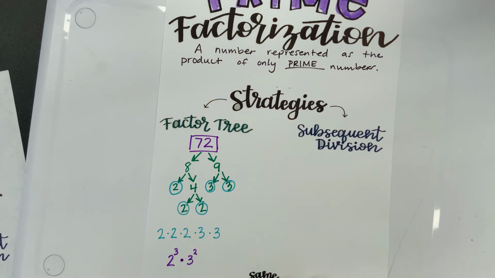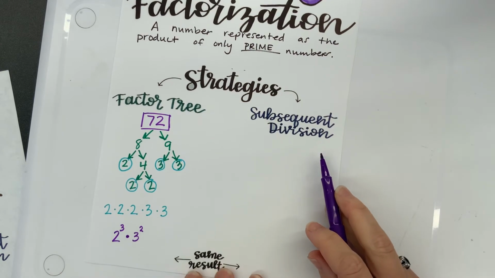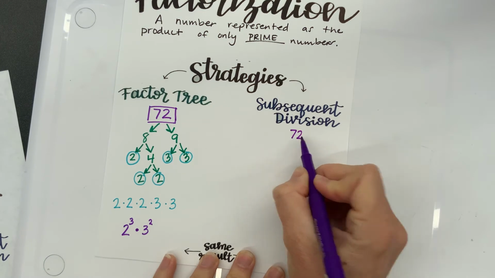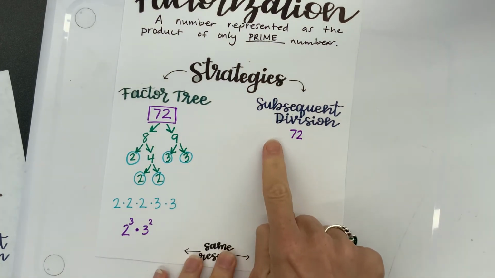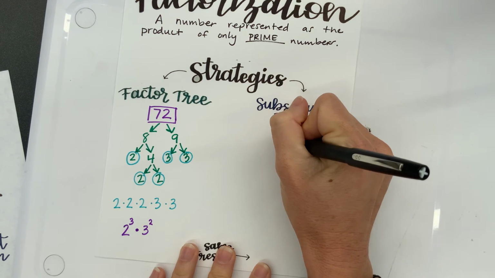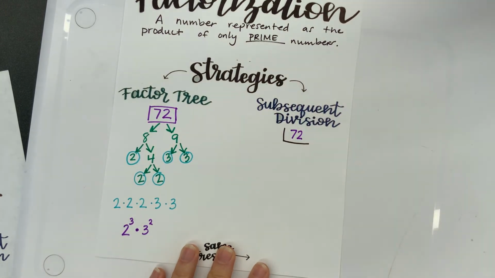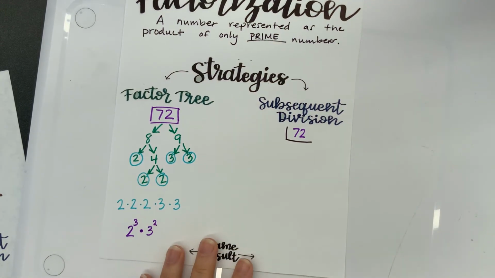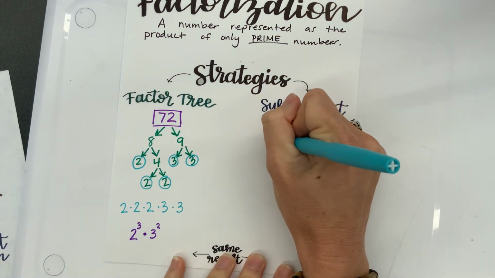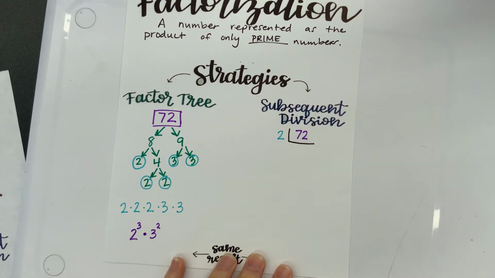All right, now I'm going to use the other method. It's called subsequent division. So again, I'm going to start with my number 72. And I am going to start dividing by prime numbers, in a way that looks like an upside down division bar. So I'm going to draw it this way, 72. So I'm going to start with some prime numbers that I know go into 72 equally. So I'm going to start with, let's do 2. It's a good number to start with because it's just cutting a number in half, and I know that I can do that pretty accurately and quickly.